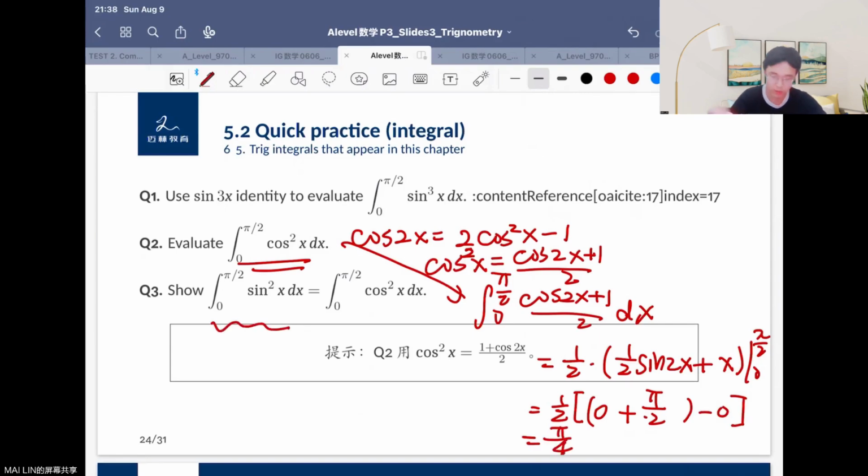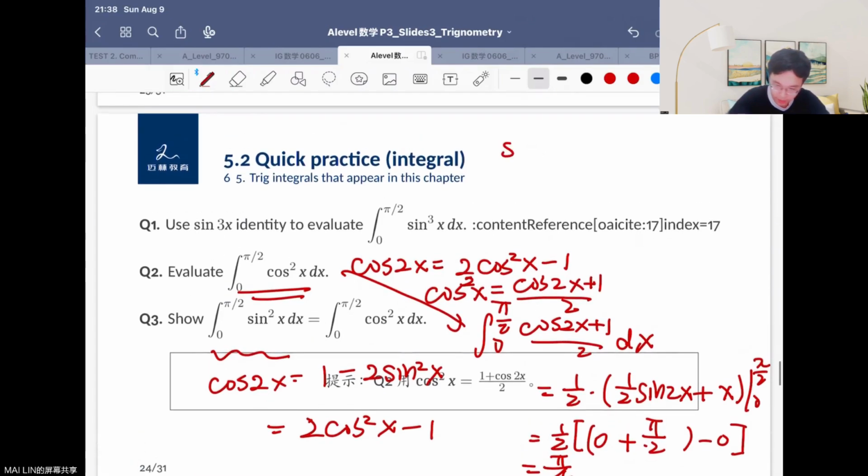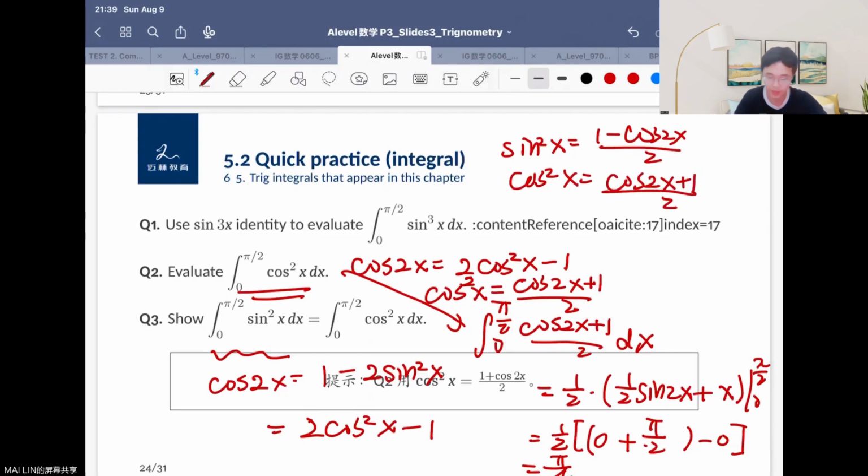For the last problem, you want to show that the integrals of sine squared x and cosine squared x are equal. You can transform them into cosine 2x, because we know that cosine 2x equals 1 minus 2 sine squared x, and also equals 2 cosine squared x minus 1. So sine squared x equals 1 minus cosine 2x over 2, and cosine squared x equals cosine 2x plus 1 over 2. Put them into the equation, simplify it, and you can find that they are equal to each other.